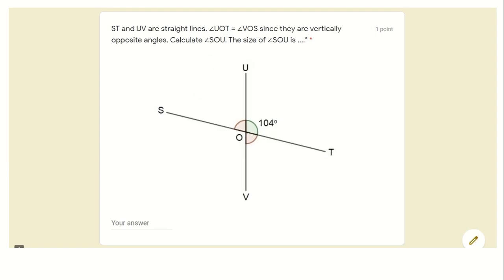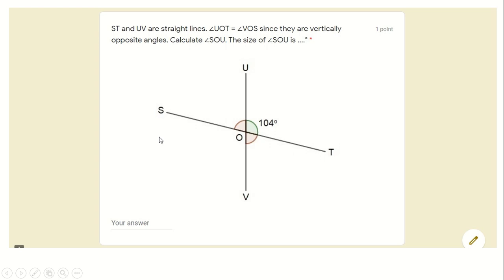Next, angle. ST and UV are straight lines. When two straight lines meet at a point O, they form vertically opposite angles. From this information, angle UOT and angle VOS are equal since they are vertically opposite angles. So if angle UOT is 104 degrees, angle VOS is going to be 104 degrees because they are vertically opposite angles.